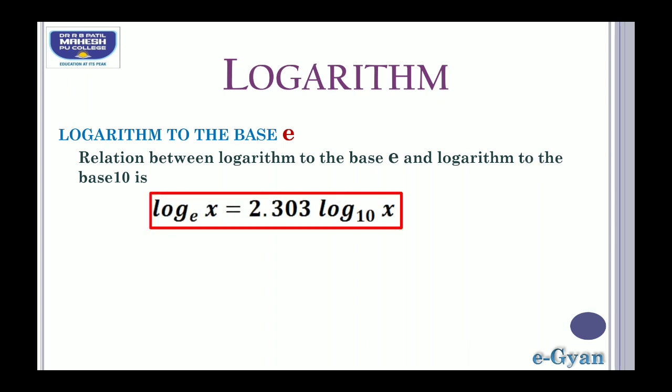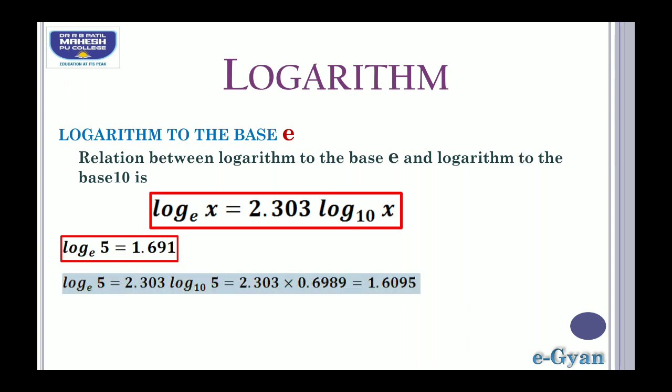We have a relation which says that log of any number x to the base e is equal to 2.303 into log of x to the base 10. Now log of 5 to the base e is 1.691. So therefore that can be calculated as 2.303 into log of 5 to the base 10. If you use the table, you will find it as 2.303 into 0.6989. We get it as 1.6095, approximately equal to 1.691.